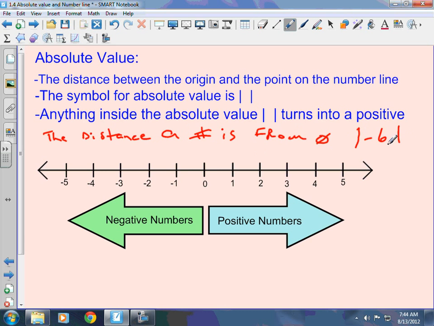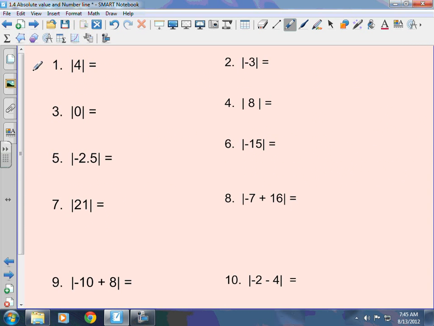So the absolute value of -6, how far is -6 from 0? 1, 2, 3, 4, 5, 6. It is 6 numbers from 0, so the absolute value of -6 is +6. You may have been taught that it magically turns into a positive number. It doesn't. It's distance. Same thing with +6. 1, 2, 3, 4, 5, 6. +6 is 6 numbers away from 0. That's why the absolute value of +6 is 6 and the absolute value of -6 is 6.